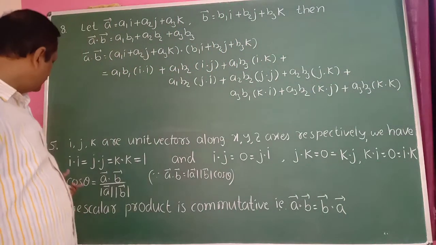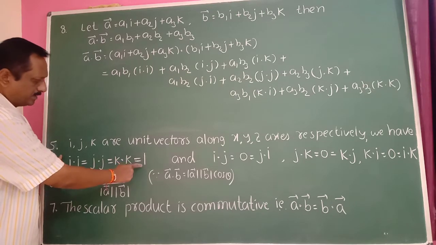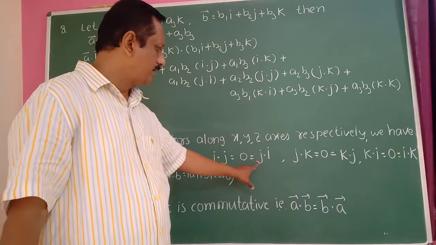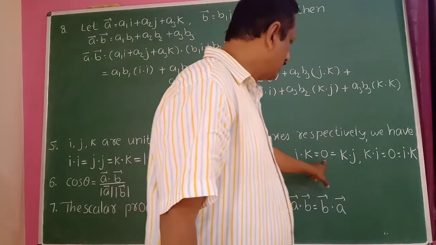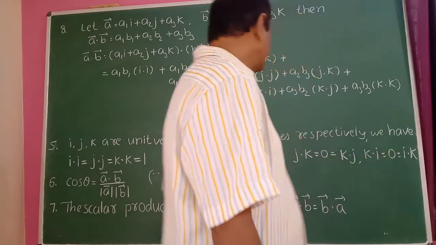Okay, so these are important results here. i dot i is 1, j dot j is 1, k dot k is 1 here. i dot j is 0, j dot i is also 0, j dot k is 0, k dot i is also 0, i dot k also 0.